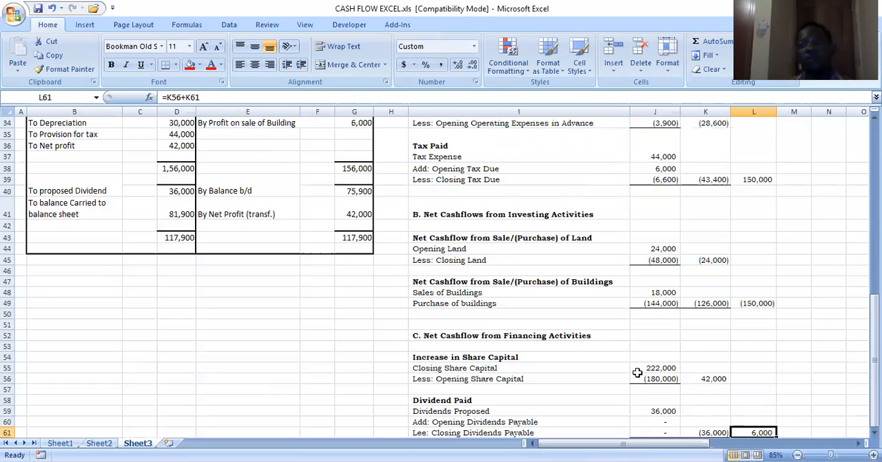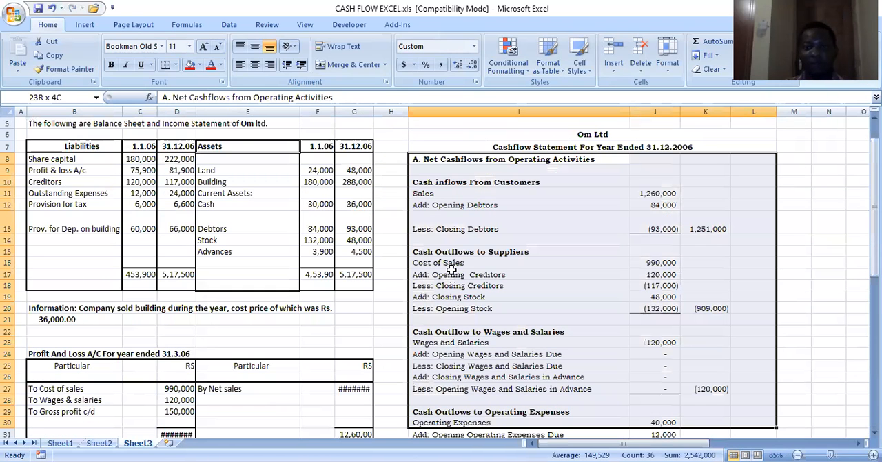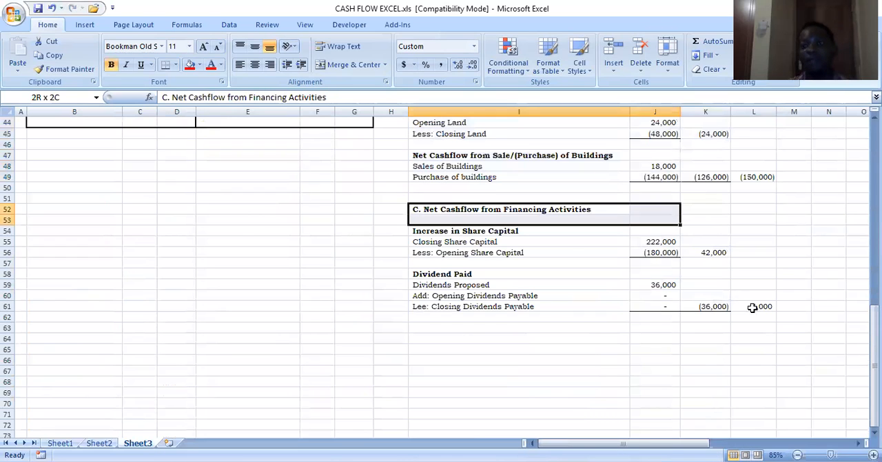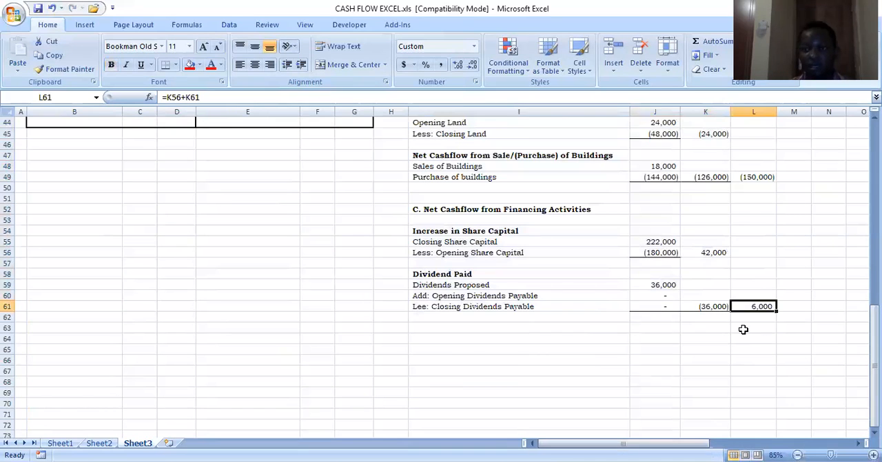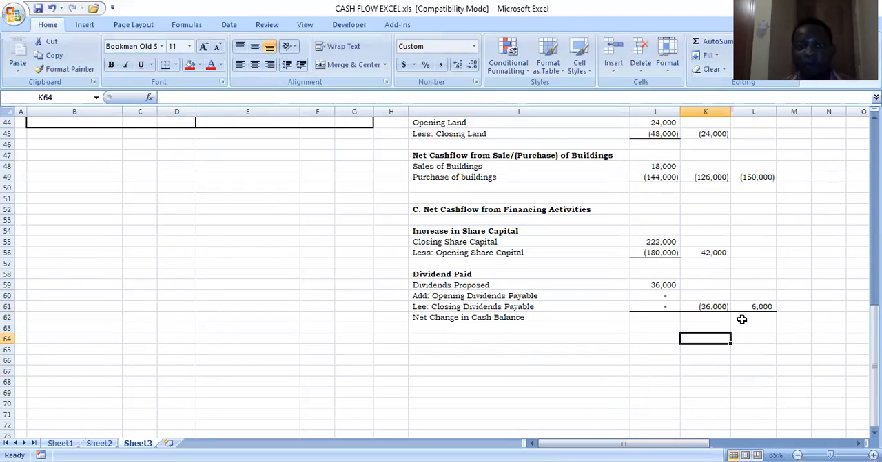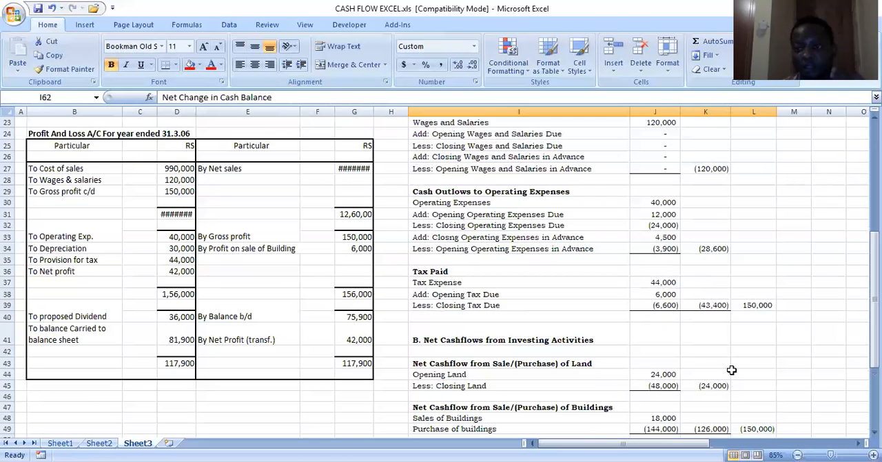And with that, we have the total cash flow items from the operating activities, that is 150,000 shillings. And then from the investing activities, that is negative 150,000 shillings. And from financing activities, that is 6,000 shillings. So if we add all these activities, we'll have the net change in cash and cash equivalents. The net change in cash balance will be found by adding the net cash flows from operating activities, from investing activities, and from financing activities.